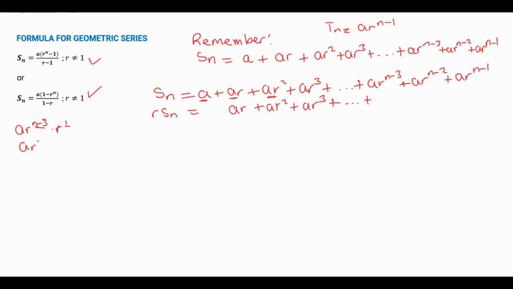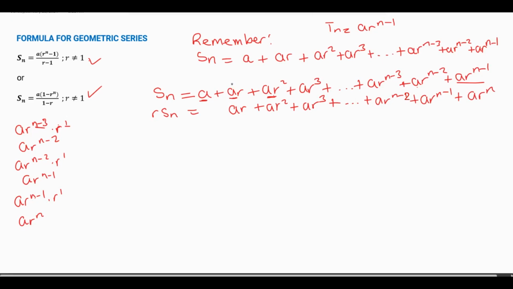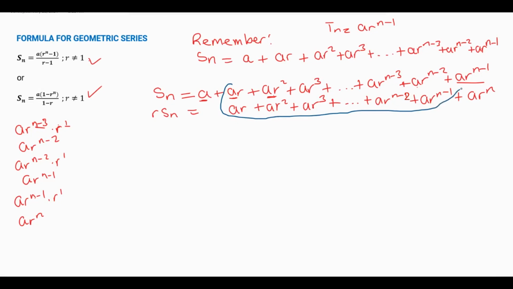And then ar to the power n minus 2 times r is going to be, the exponents are going to be n minus 2 plus 1, which is n minus 1. Then ar^(n-1) times r is going to be ar, then n minus 1 plus 1 is going to be n. And then if you check, we have this part here, we have this part, which is just the same. We have this part here.